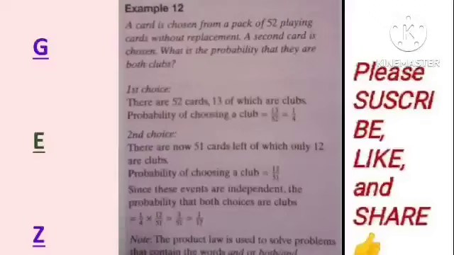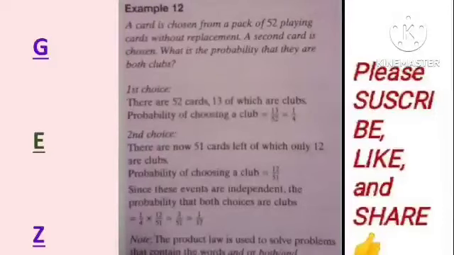Now, this is a common question of probability. It's about cards and all the rest. In the first case, the first card he chooses, he has to choose one out of the cards. In the first choice, there are 52 cards and there are 13 clubs. So the probability of choosing a club will be 13 over 52. And when we reduce the fraction to its simplest term, it is 1 over 4.